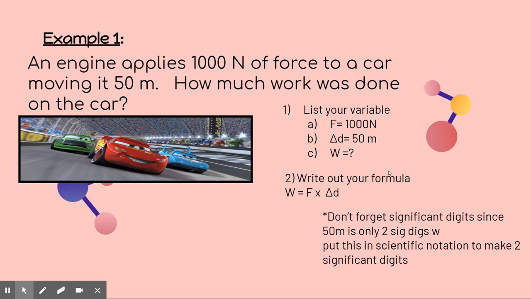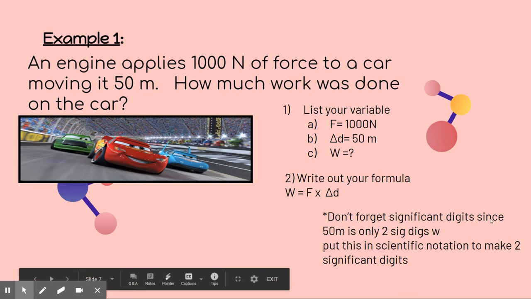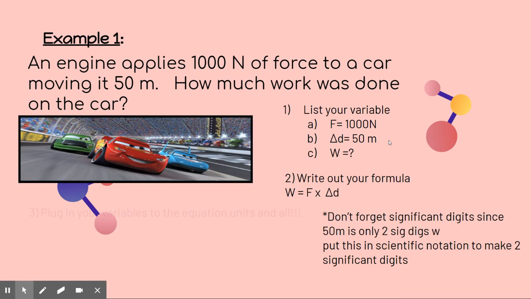I have to remember significant digits when I do these kinds of calculations. Because I am multiplying, the rule for significant digits is that we use the smallest number. So 50 meters only has 2 significant digits in it, so my answer has to be to 2 significant digits. All right, so remind yourself of your significant digit rules when you're doing calculations.